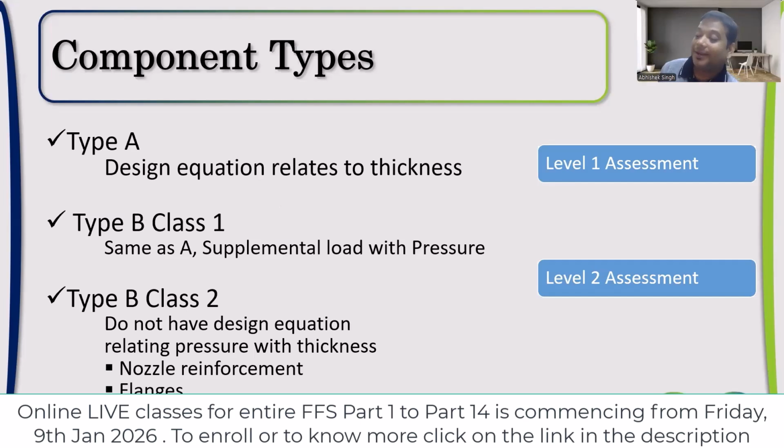So it's like a column. Because of wind or seismic, you have a supplemental load. The configuration is the same, it's a shell type, and it is within the dimensional limit which we just discussed. Same component, but here you have supplemental load, additional load because of wind or seismic or maybe dead weight. So that becomes an example of type B class 1. Make sense? Clear till this point? Component types, clear to everyone?